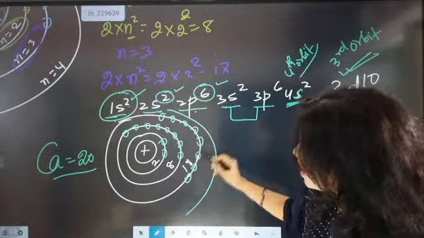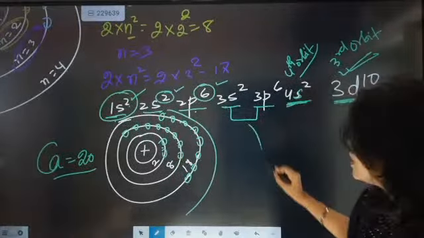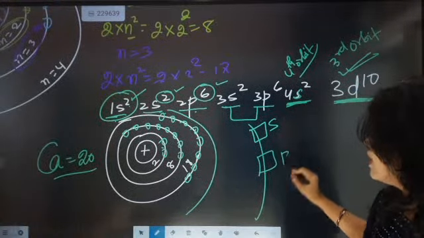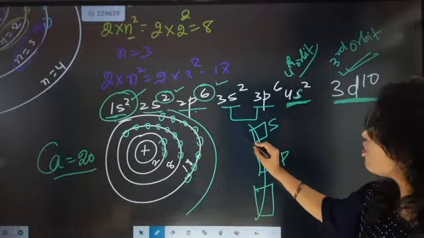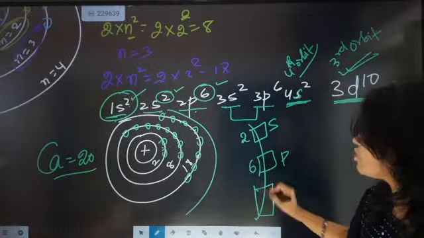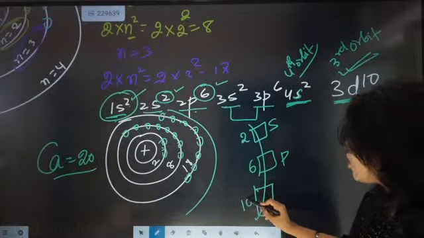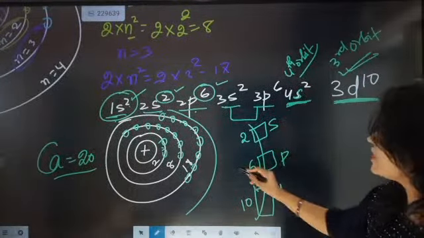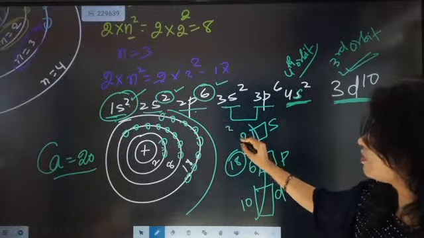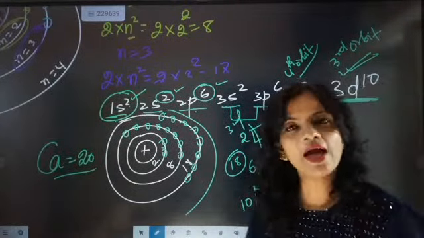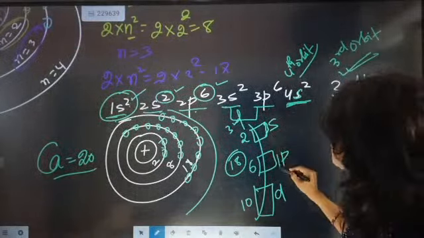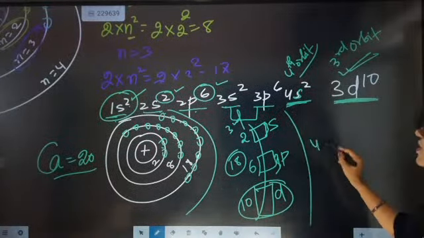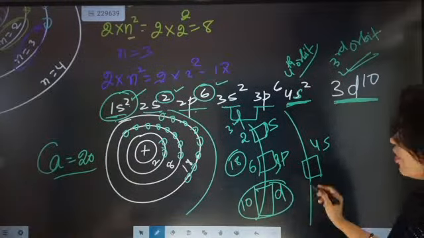So here in this house, in the third orbit, s orbital is there, p orbital is there, and d orbital is there. S can accommodate 2 electrons, p can accommodate 6, and d can accommodate 10. So in total, if we add, it comes to 18 in the third orbit. But what happened? First 3s and 3p, and 3d is bigger, and 4s is smaller than 3d.